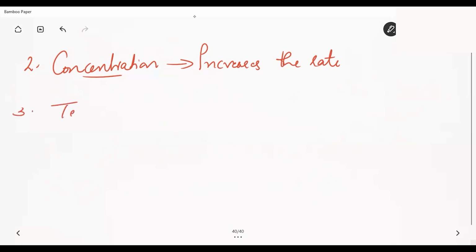Next is temperature, the temperature of the reaction. What happens when we increase the temperature? More particles will get more energy, right? They try to move faster.